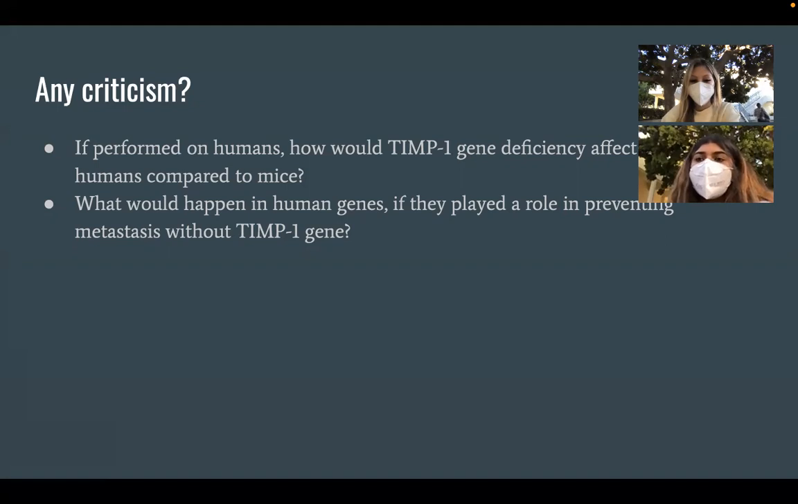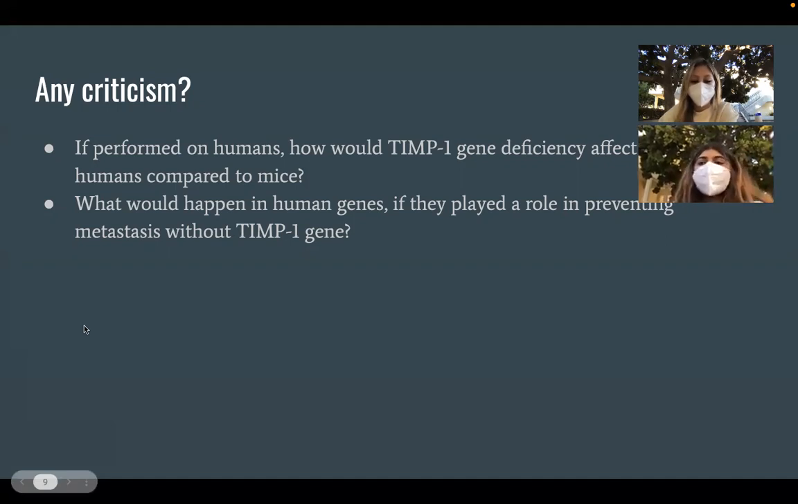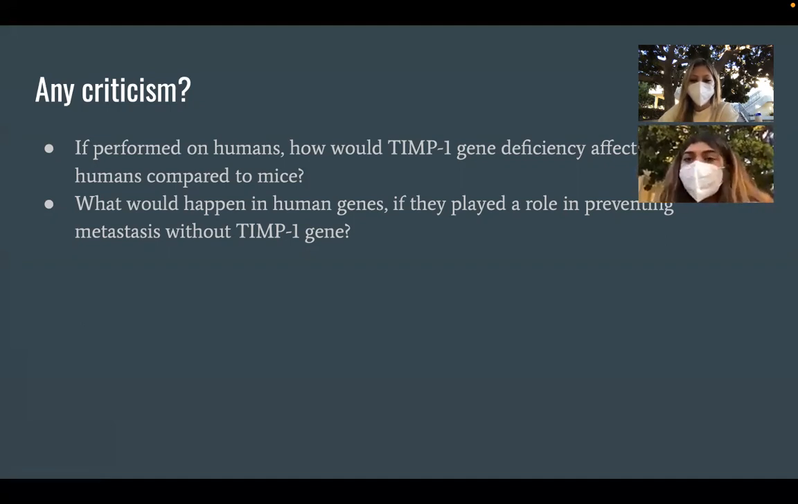Right. To have a better understanding of that, how would TIMP1 gene deficiency affect the body of humans compared to mice? We asked that question just because mice and humans have basically the same genetic makeup, or the same genetic code, I believe. And so we are able to use mice models to test drug treatments or medication before being performed on us. We obviously use mice models to help benefit us.